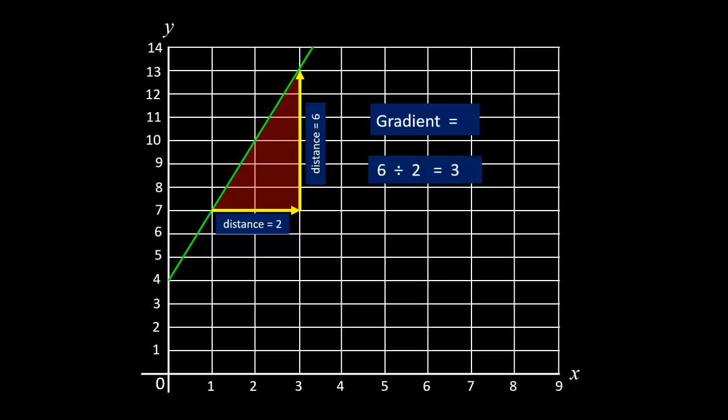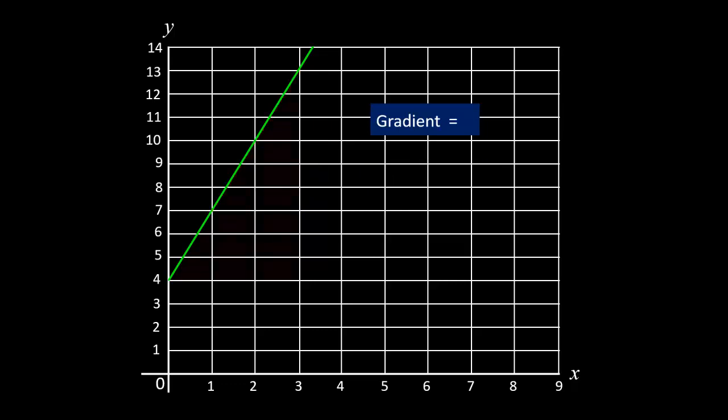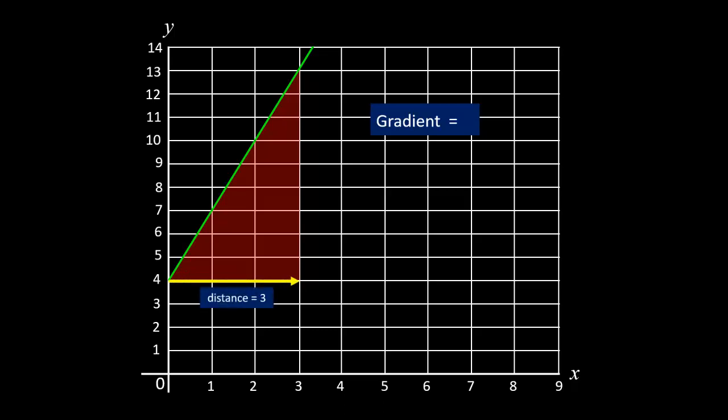Now, as I said, it doesn't really matter where you draw the triangle. Let's draw different triangles on that same green line. So there's the green line again, same one. Let's draw a big triangle there like that. Now the distance across the bottom from the line to the corner of the triangle is 3. And then the distance going up till we hit the green line again is 9. And the gradient, 9 divided by 3 is 3. So the gradient is still 3.